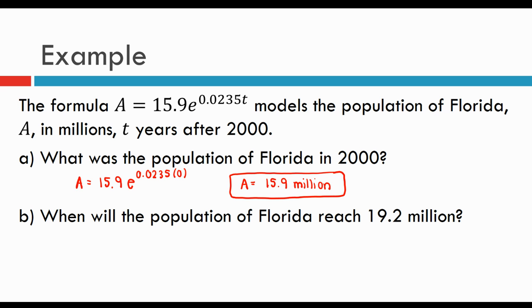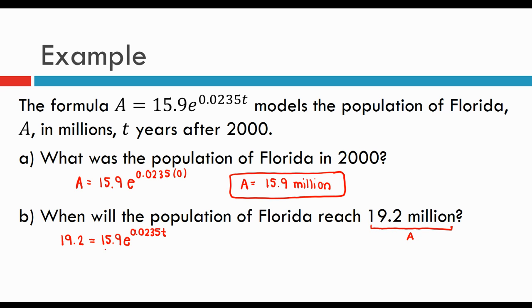Okay, in part B, when will the population of Florida reach 19.2 million? Okay, so essentially what they're giving me now is the value for A, and we want to work backwards and find t. Okay, t is going to help us get the year. So I'm going to take 19.2 and set that equal to 15.9 times e raised to the 0.0235t. Okay, so just like the last example, we want to isolate that base of e by itself.